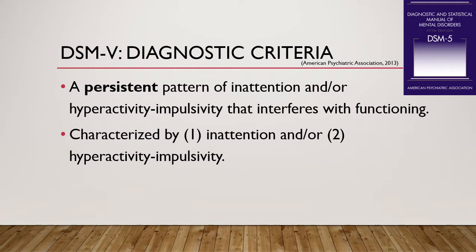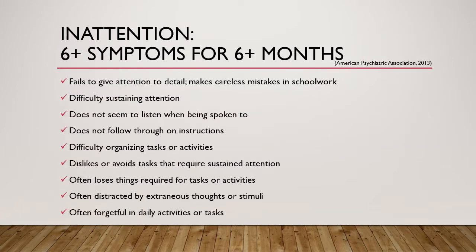The American Psychiatric Association defines attention deficit hyperactivity disorder as a persistent pattern of inattention and/or hyperactivity impulsivity that interferes with functioning. The key words here are a persistent pattern, and it must interfere with functioning. Now, when we say persistent, we mean 6 or more symptoms for 6 or more months. This can't be a recent occurrence. This has to have occurred for at least half a year.